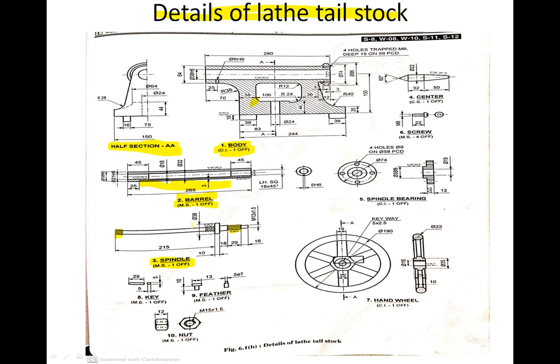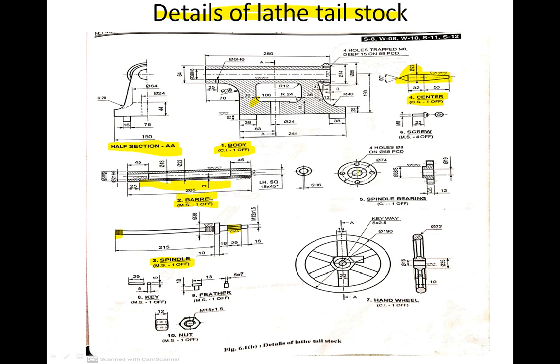Then the fourth part is the center. This is the center which is made up of cast carbon steel. What is CS? CS is carbon steel. Why is carbon steel used? To avoid wear, since this carbon steel is wear resistant. That's why carbon steel is used for this center.